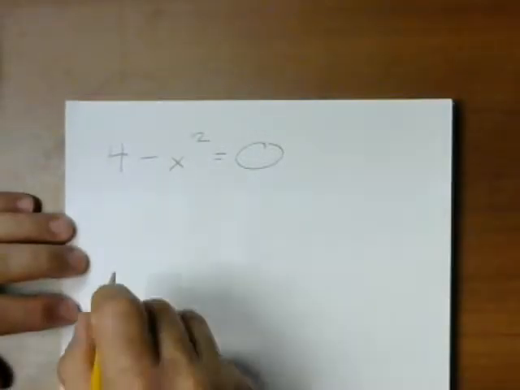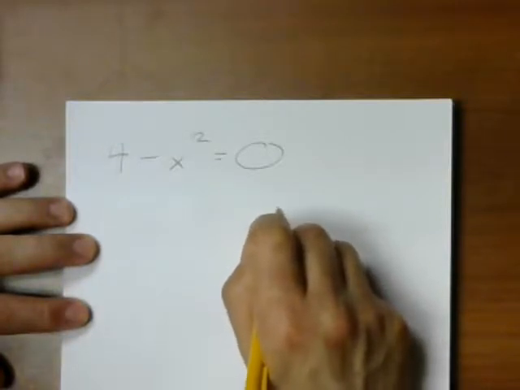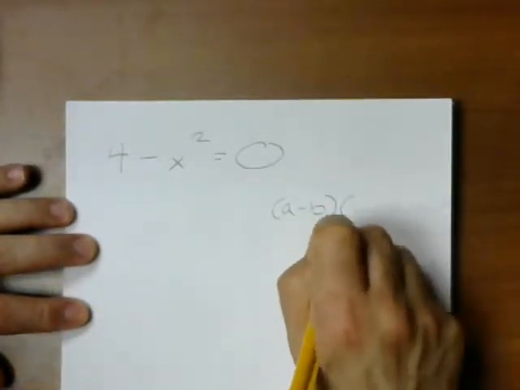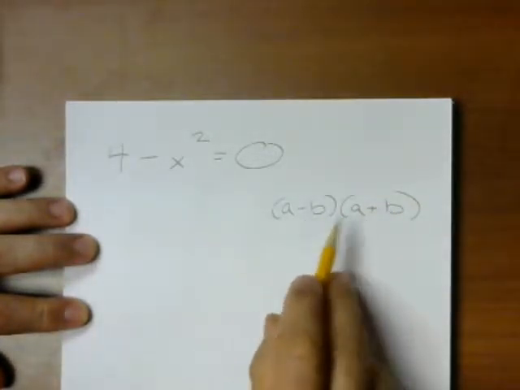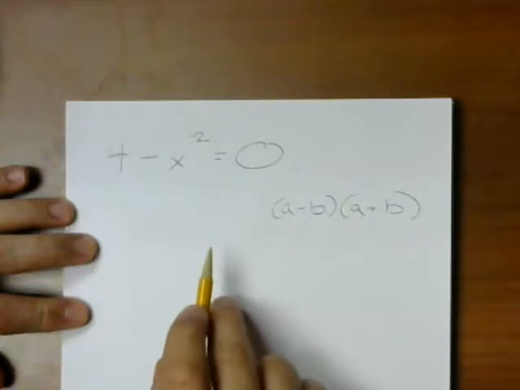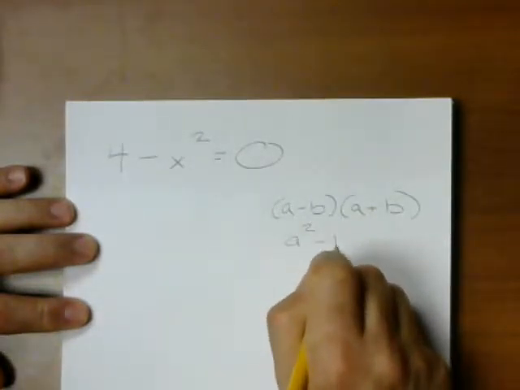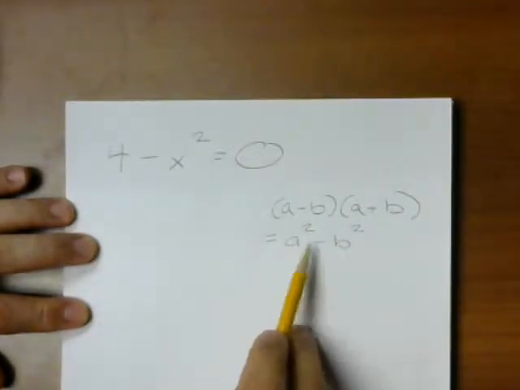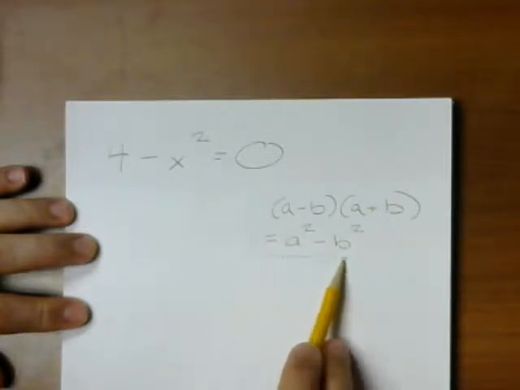Now, in the previous sections, we saw that if we have, say, a product of two binomials, one with a minus and one with a plus, we end up with a difference of squares. a minus b times a plus b is equal to this.